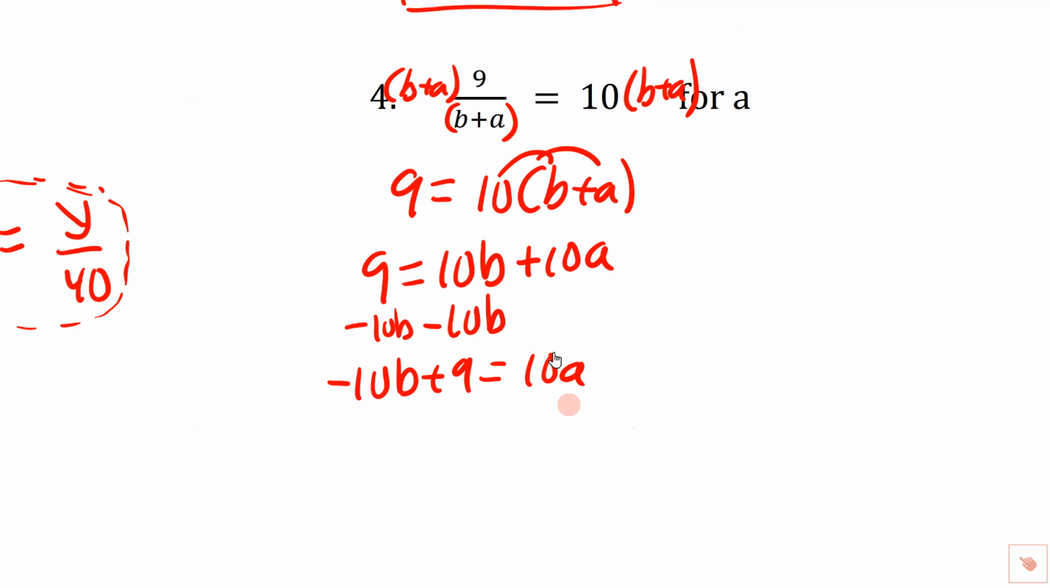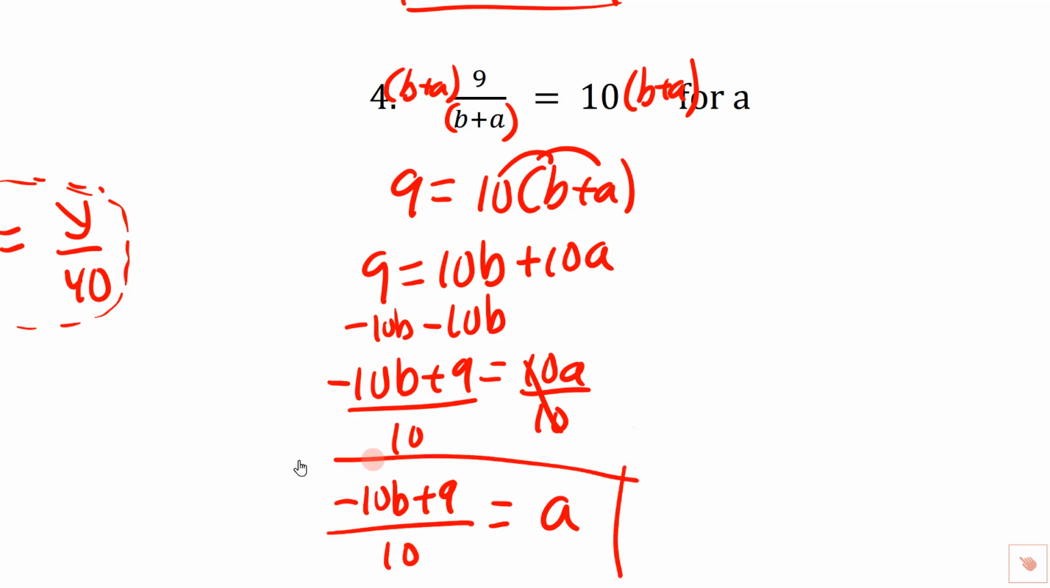So now all we need to do is just get rid of the multiplying by 10. So we're going to divide both sides by 10. And I get this: an a on this side, which is what we wanted to solve for, equals negative 10b plus 9 over 10. And we can put a box around that. That's our answer. You could change the order here. You could do 9 minus 10b if you wanted to. That'd be totally okay. But there is another thing that you could do.